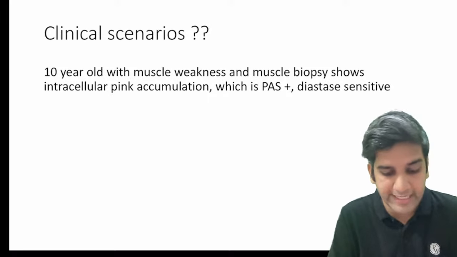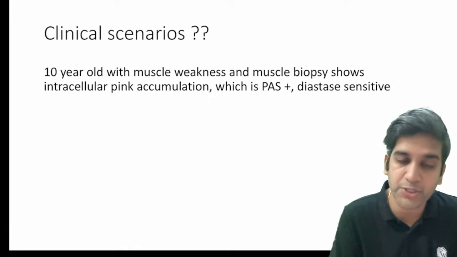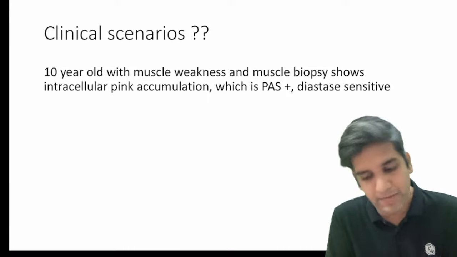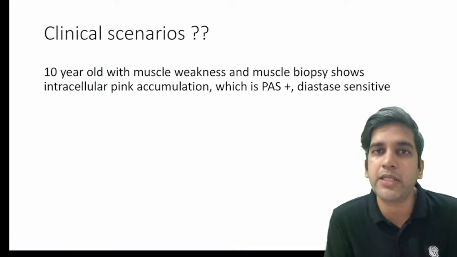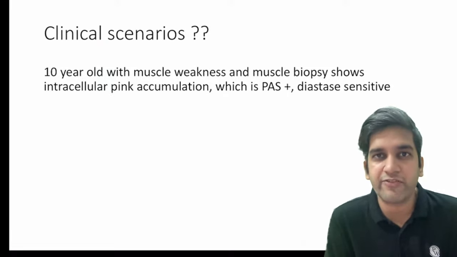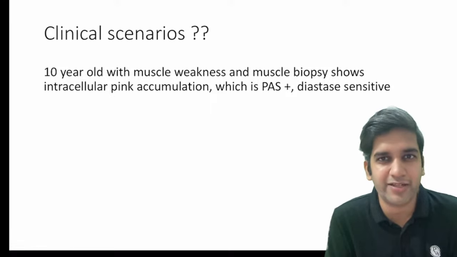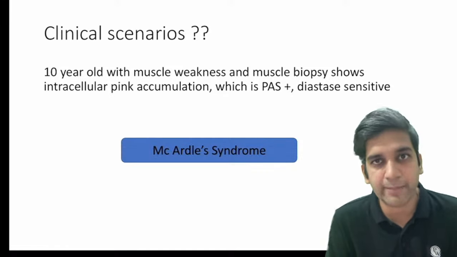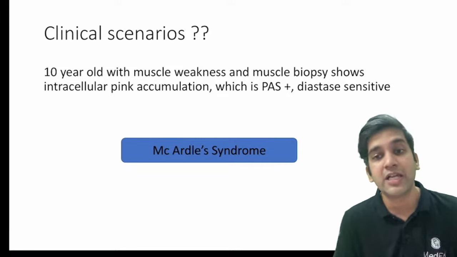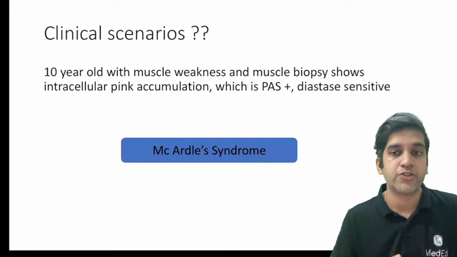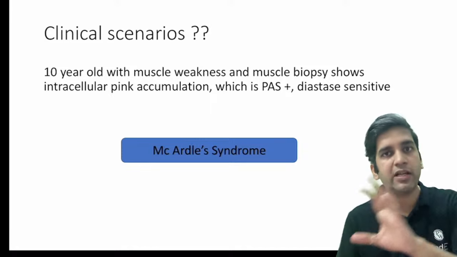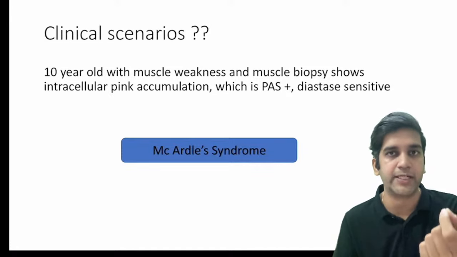Next, a 10-year-old with muscle weakness. Muscle biopsy shows intracellular pink color, PAS positive, diastase sensitive. Can anyone tell which disease will have muscle phosphorylase deficiency? The same glycogen, right? One more scenario, that's all. The answer is McArdle syndrome, because McArdle syndrome is a muscle phosphorylase defect. So it changes accordingly. Same table, I can create multiple questions with the same fact.